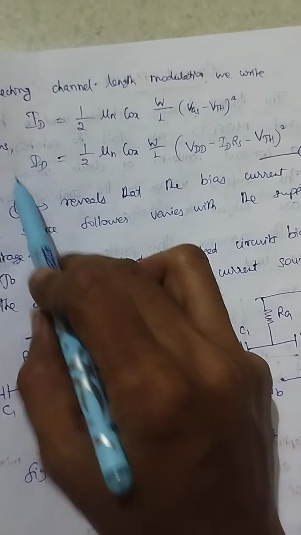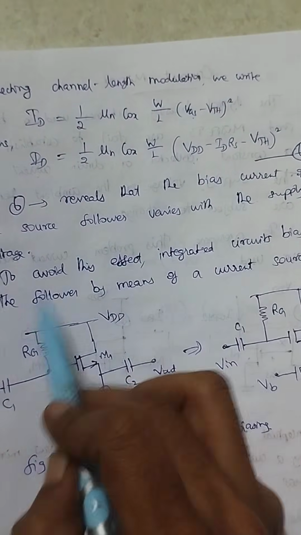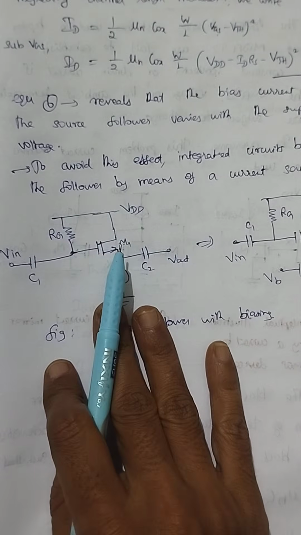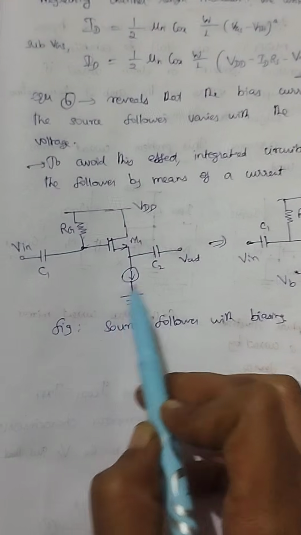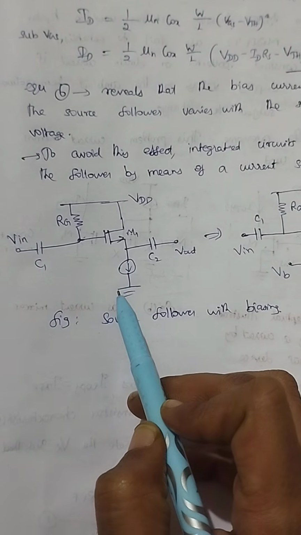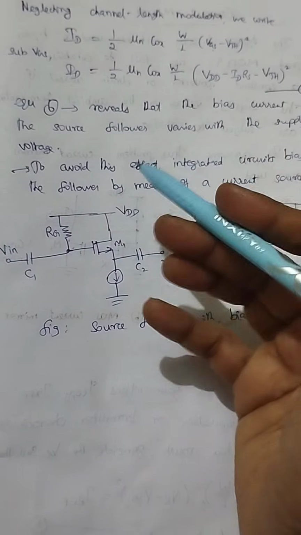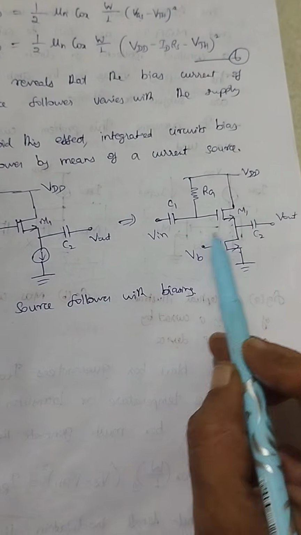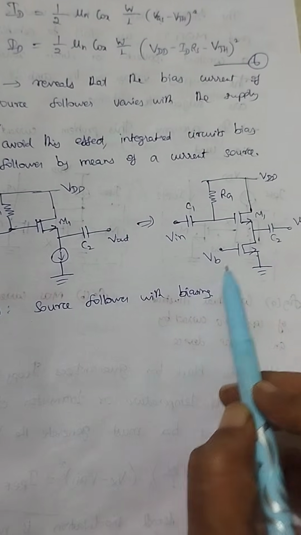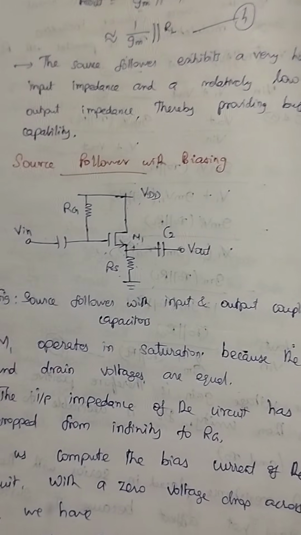Here your bias current depends on the supply voltage. If your bias current depends on the supply voltage, this will lead to many problems. How do we overcome this? By using a current source. Instead of this resistance, we can replace it with a current source. If we do like this, the dependency on the supply voltage and the problems will be reduced. And this is the equivalent circuit. Here, instead of a current source, we can also utilize one NMOS transistor with a constant biasing voltage. So this is all about the source follower. Thank you.